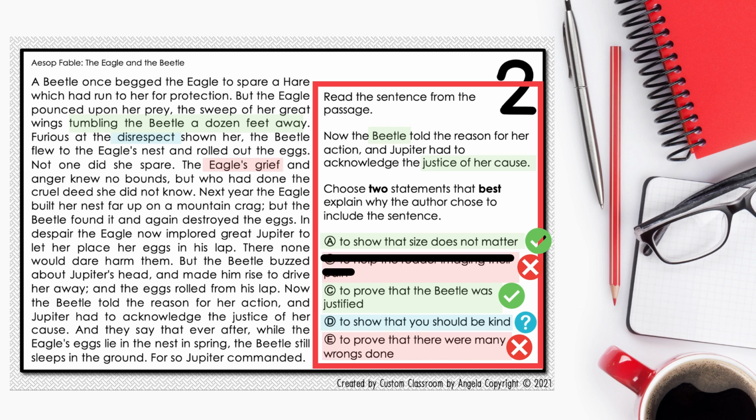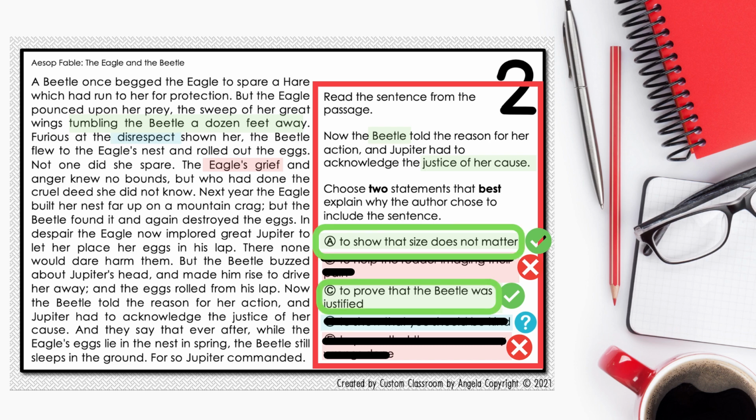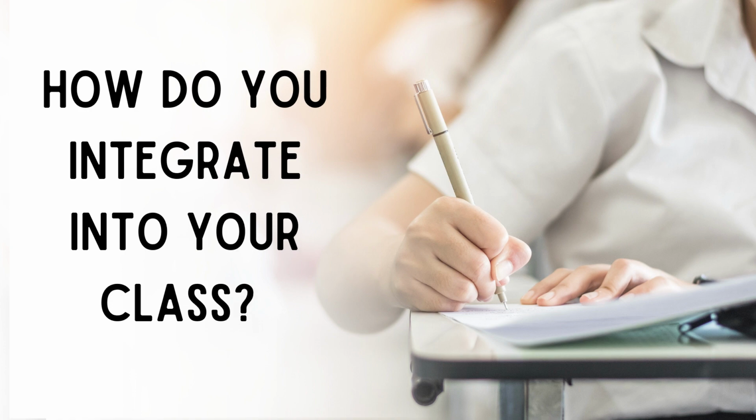So we can eliminate answers B and E. Now, answer D is an okay answer, but kindness is not the best fit when we are talking about the beetle being justified. We can eliminate answer D. This leaves us with A and C. They are the best answer choices since they both explain why the author chose to include the sentence about the beetle being justified. Now, you may be wondering, how do I integrate this style of question into my classroom?